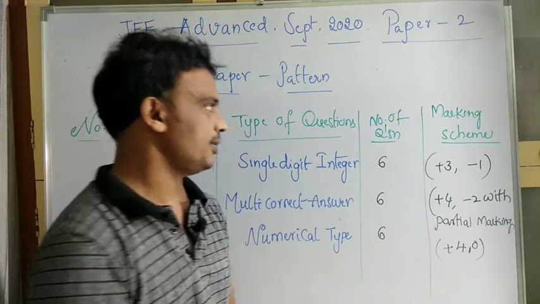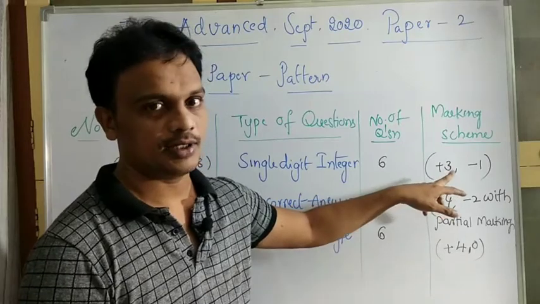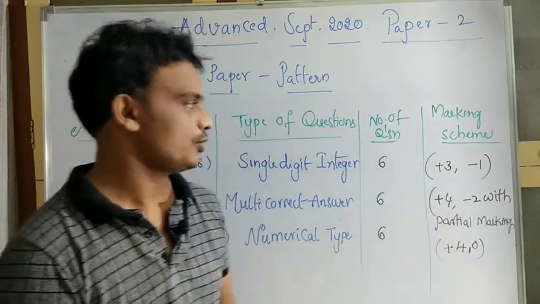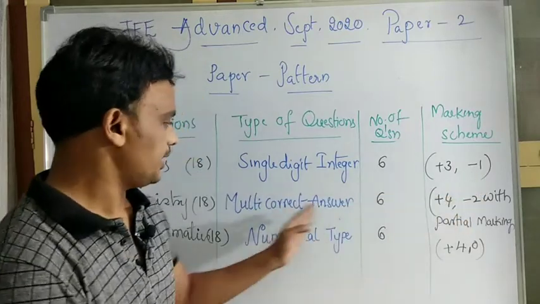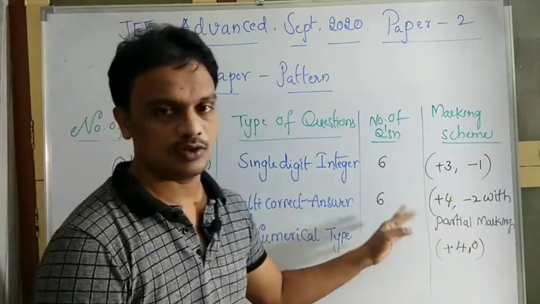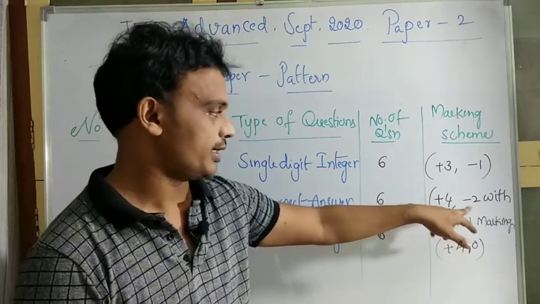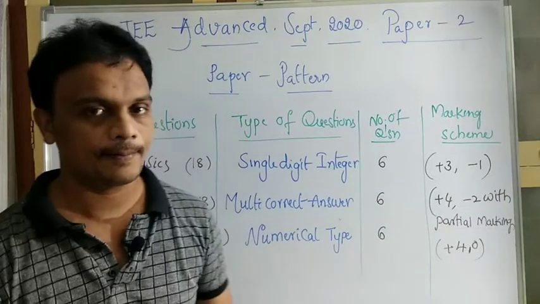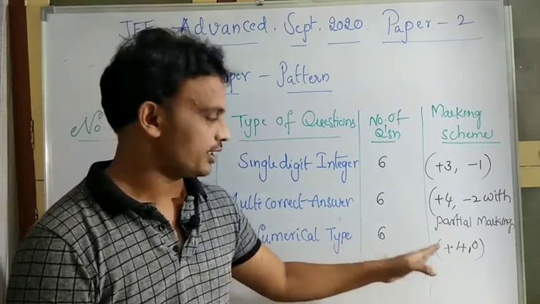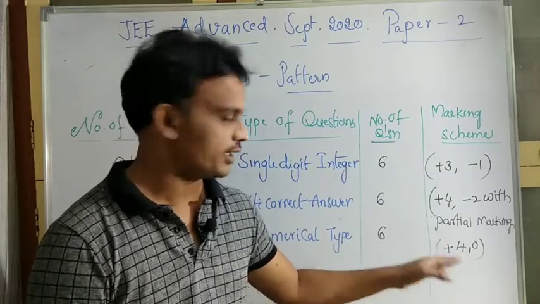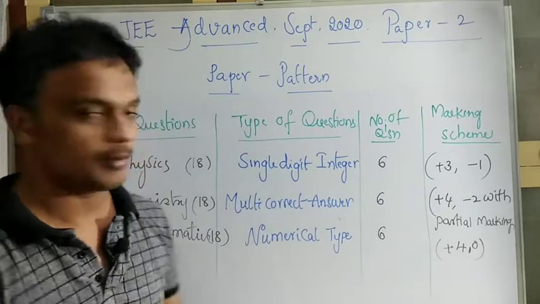And the scheme of marking. For a correct answer you will get 3 marks, for a wrong answer you lose 1 mark, so plus 3 and minus 1. In the multi-correct answer type questions, if you write the correct answer you get plus 4, with negative marking of minus 2 and partial marking. For numerical type integers, 6 questions, you get plus 4 marks for a correct answer, and there is no negative marking. So that's the paper pattern.